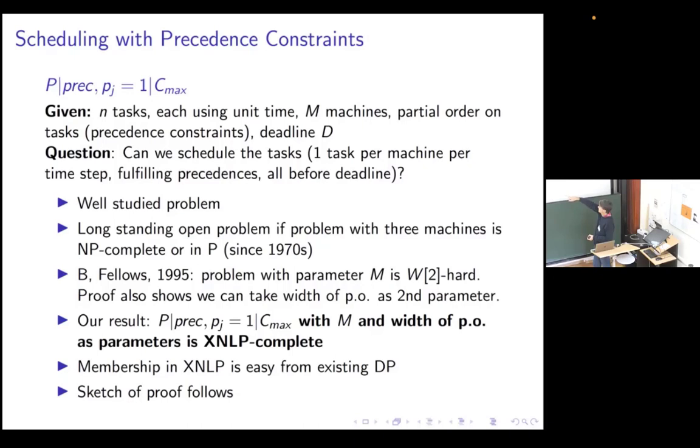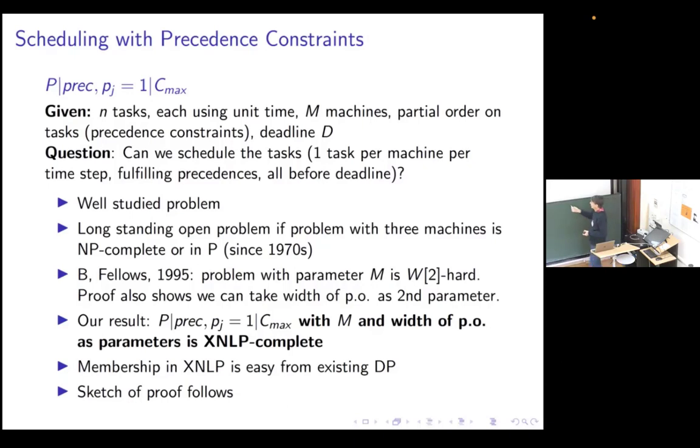And this is actually open since 1970, somewhere in the 1970s, how hard this problem is with 3 machines. And in 1995, my fellows and I wrote a paper where we show that if you take as a parameter the number of machines, then this problem is W[2]-hard, so at least there is no FPT algorithm.